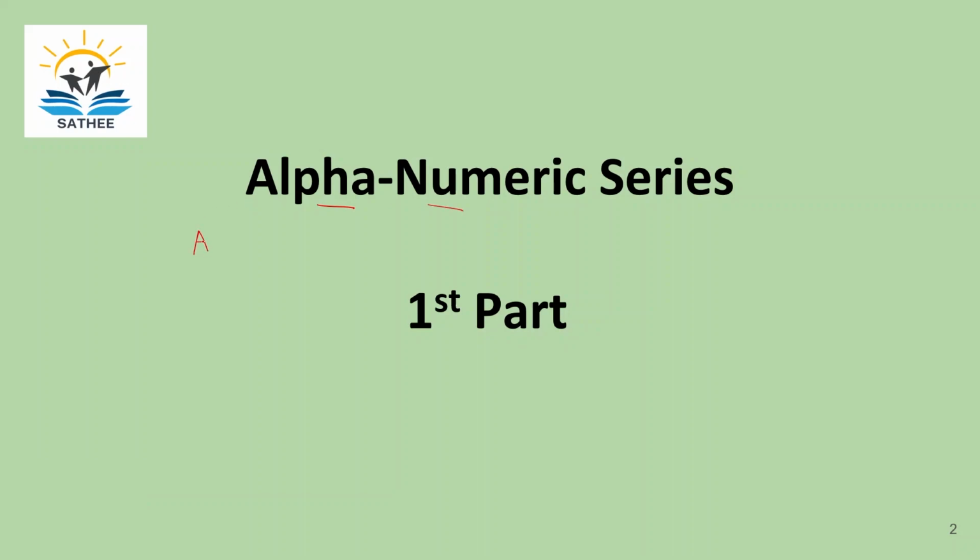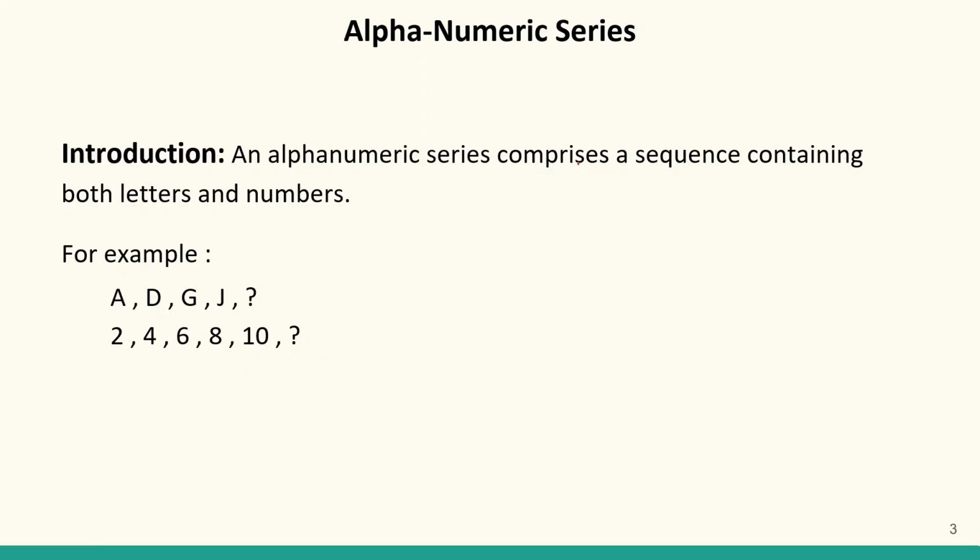So, alpha is basically alphabet, and numeric deals with numbers. So in alphanumeric series, we will study how we can solve problems which involve alphabets and numbers and also symbols. So this will also come in alphanumeric series. Now this is the definition of alphanumeric series.